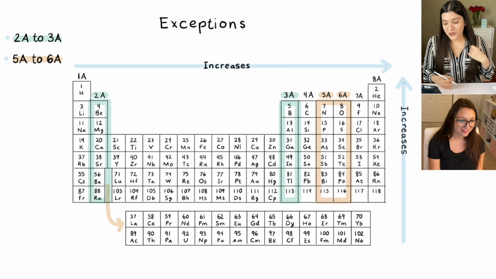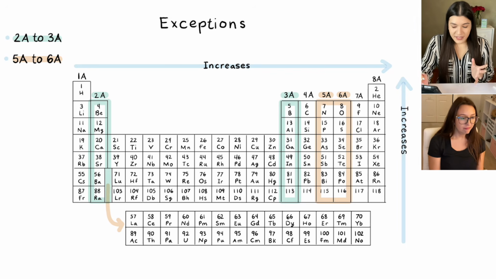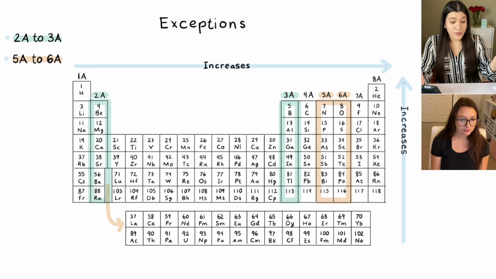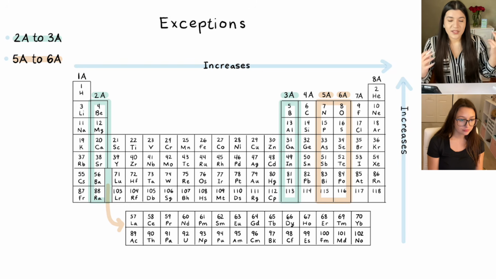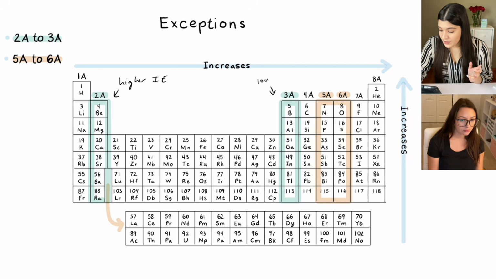So exceptions to the rule. I went ahead and put the actual group numbers, like you might have on your periodic table, where this is 1A, 2A, and so on. Knowing these will be important because there are some exceptions to the rules, as you can see. So it's different when we're comparing something in 2A, the greens, going from 2A to 3A. 2A is actually going to have a higher ionization energy, and 3A is going to be lower. So it's an exception. It's opposite from what the trend is saying.